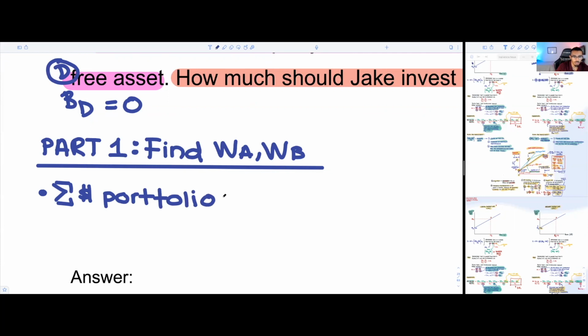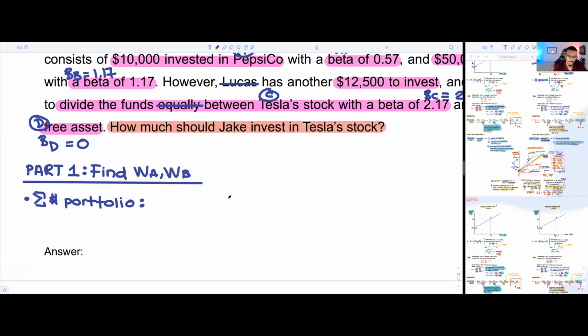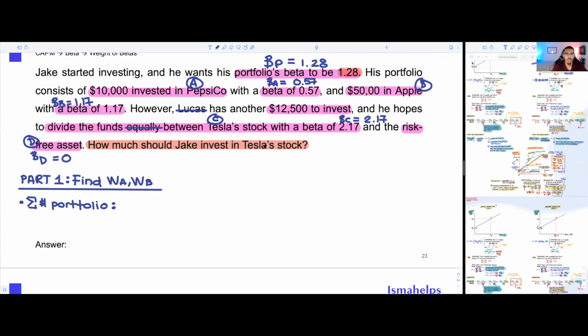Now, if my memory doesn't fail me, we saw something like 12,500, right? So we have that, and 50K and 10K. So all that you got to do is you're going to do 50 plus 10 plus 12 and a half, right? Because we have 12,500, you have 10,000, and you have 50,000. So from there, you're going to be able to solve for the weight of A, and you'll be able to solve for the weight of B.